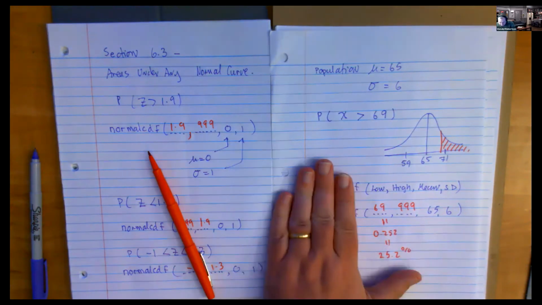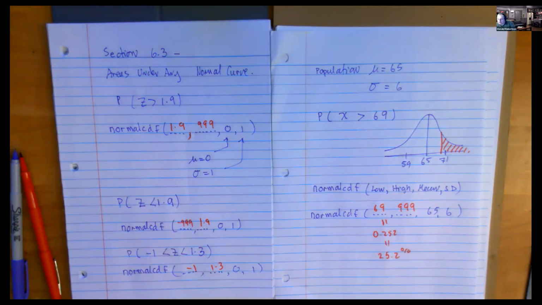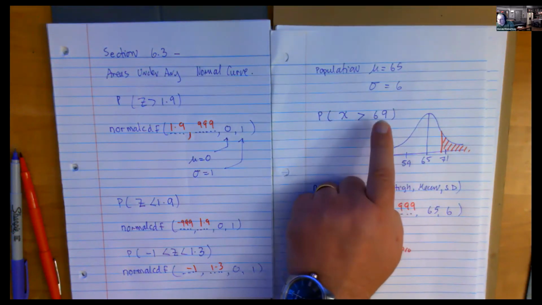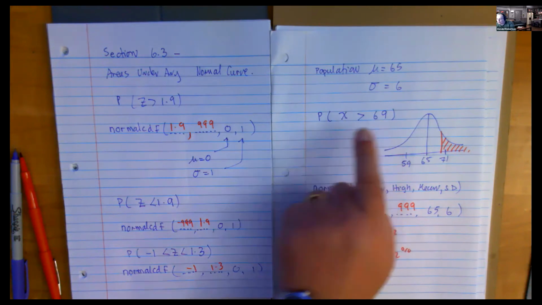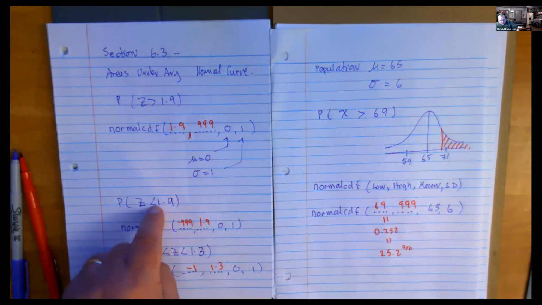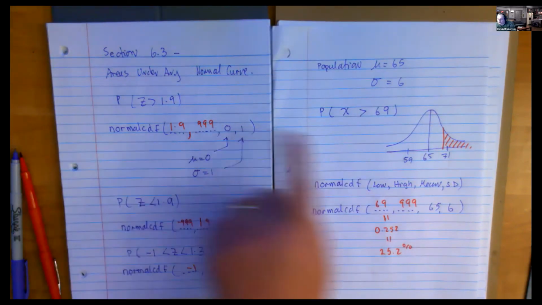But given this particular process, can you imagine that there's only going to be 3 standard questions? Bigger than 69, less than 69, or between 2 numbers, right? Agreed? Just like bigger than Z, less than Z, between Z. Do you see that there is a direct link between how you did this and how you're now going to do the new stuff, right?